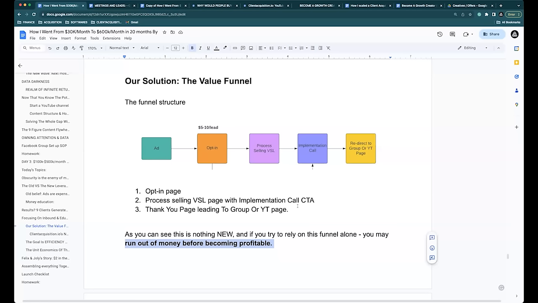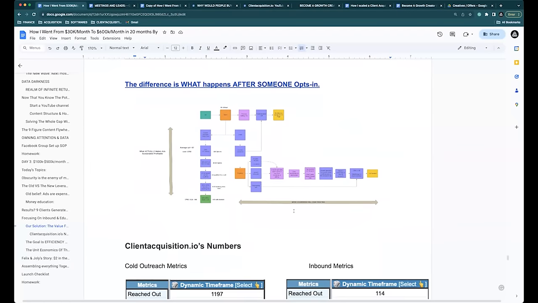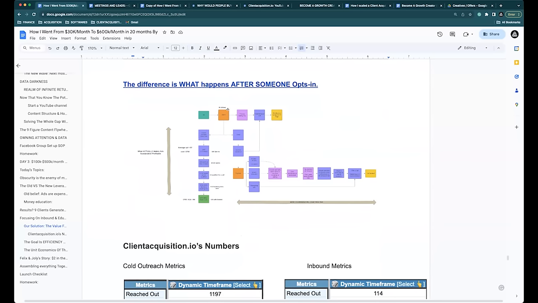Especially if you're in a sophisticated market where people have been pitched time and time again, you will realize that people are numb to your message. Therefore, they may opt in. You may get insane amounts of opt-ins, amounts of leads, but no one will actually book a call. So you're just spending money expecting that technology is going to solve everything for you. For us, we've tried to stay away from it, okay? The difference that makes this funnel insanely more profitable is what happens after someone opts in, okay? And let me show you what happens.